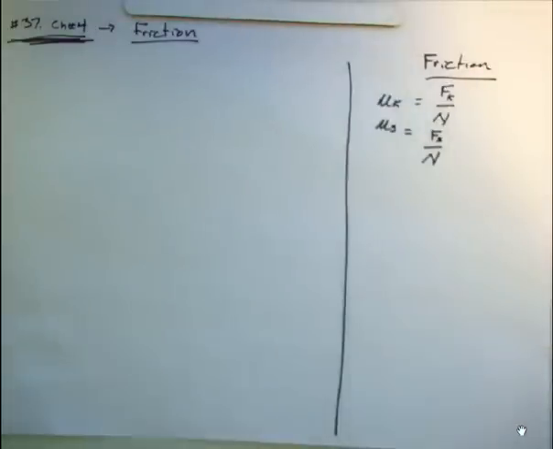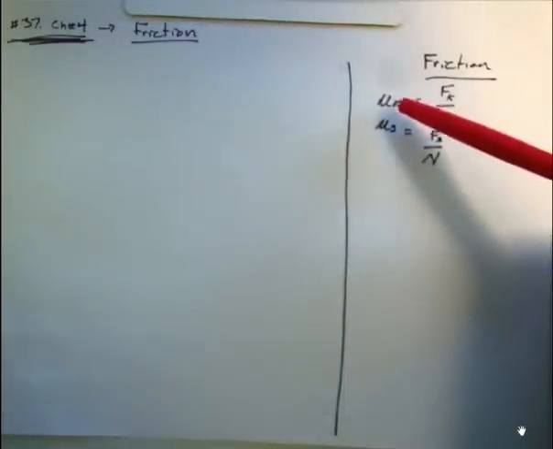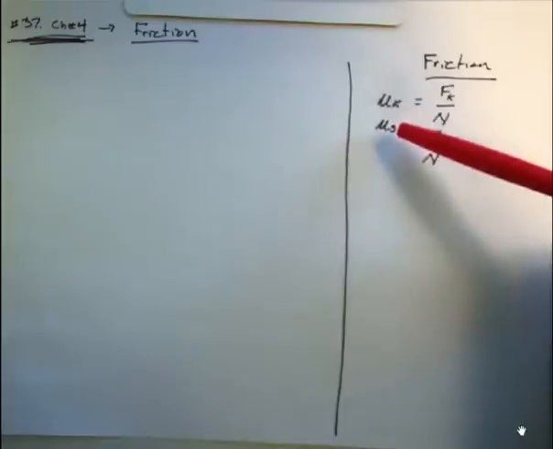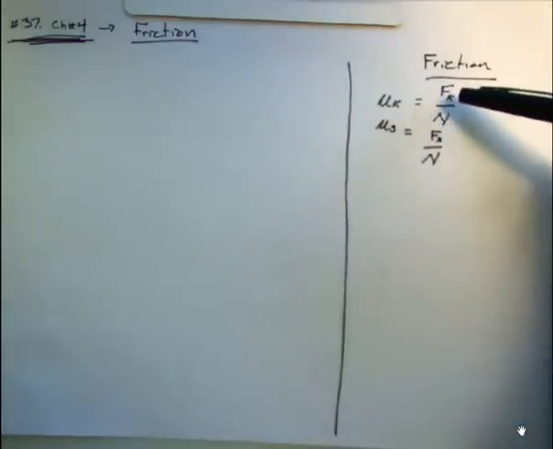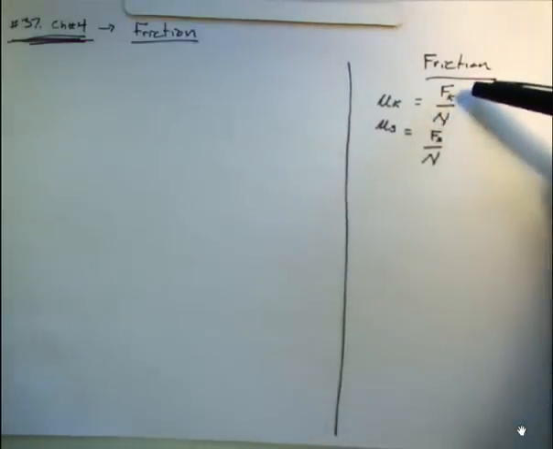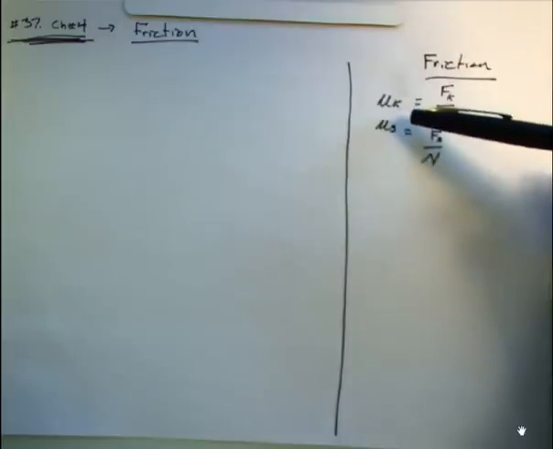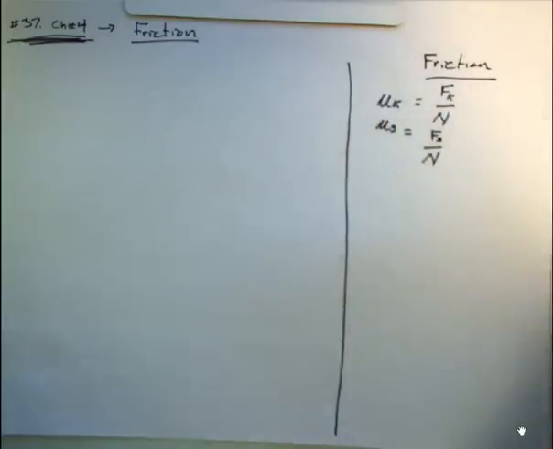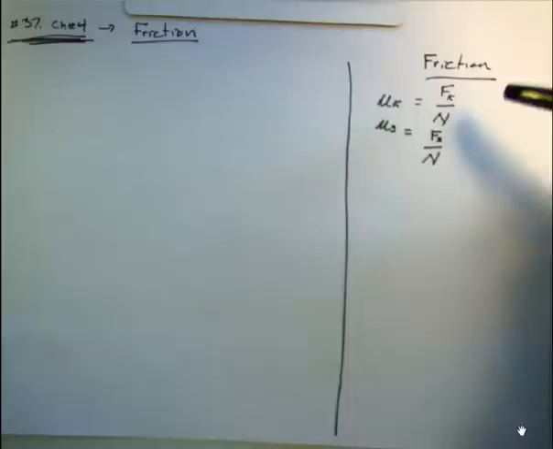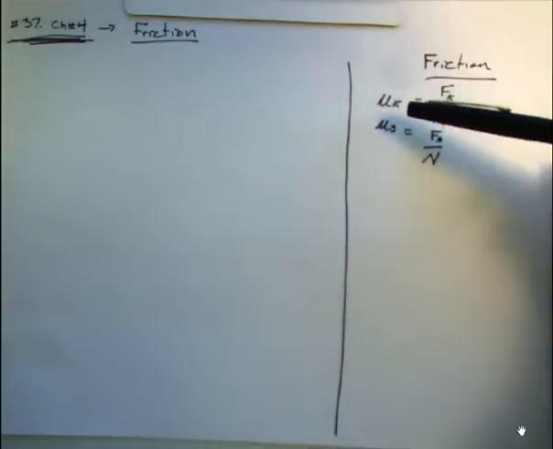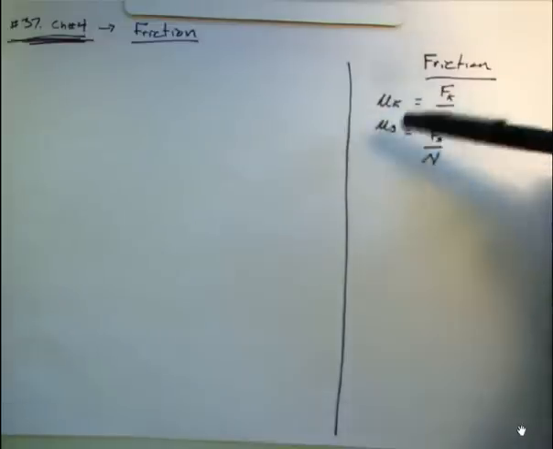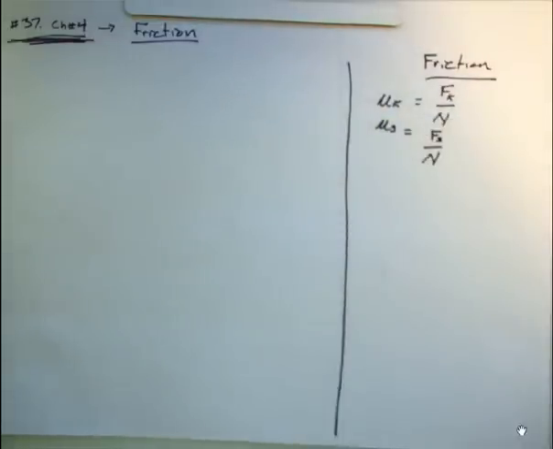Notice that mu, the Greek letter mu, is dimensionless. Its units would be newtons per newtons, and the newtons would cancel out. So mu has no label to it. It's simply a ratio. This is what we're trying to solve for in this problem, a coefficient of kinetic friction or a coefficient of static friction. Now, the larger mu is, the more friction you have.